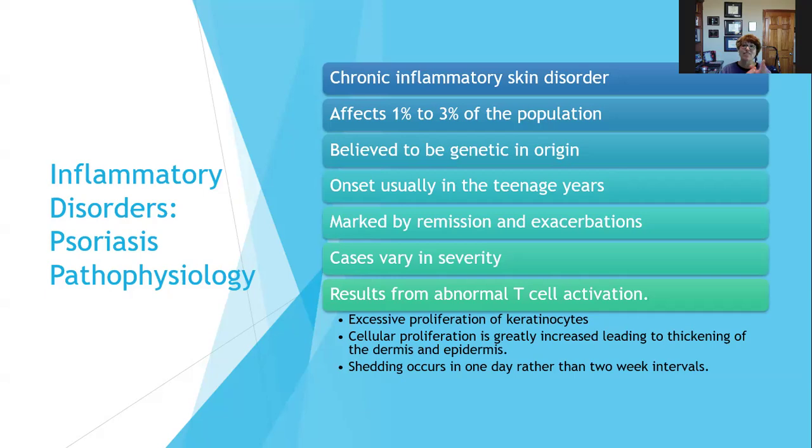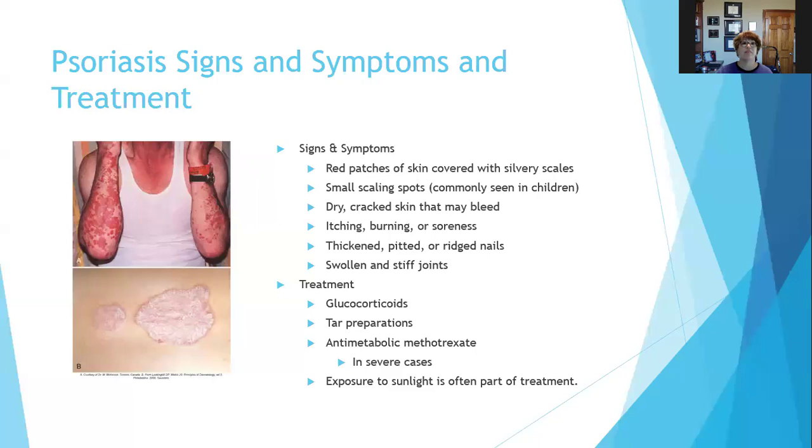But with psoriasis, the shedding occurs a lot faster. So you get buildup and shedding, buildup and shedding. And it can be small scaling spots or red patches of skin covered with silvery scales. And that's the remission exacerbation cycle. So you might be in one part of the cycle or another.